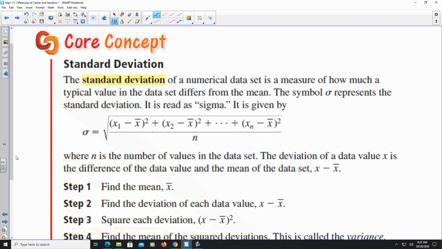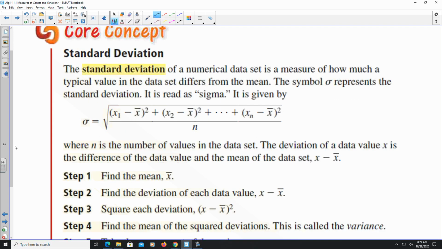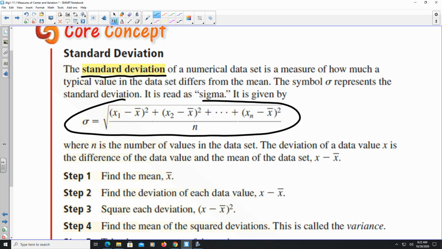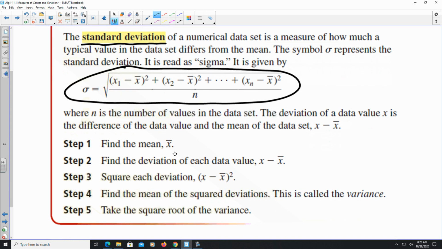The final concept that we're going to look at is a piece of data measure which is called standard deviation. So when you are looking for standard deviation, there are different steps. I understand that this formula right here looks very daunting, but once you break it down into the different steps, it really isn't that bad. It's very attainable to solve. It just looks like a lot of work.